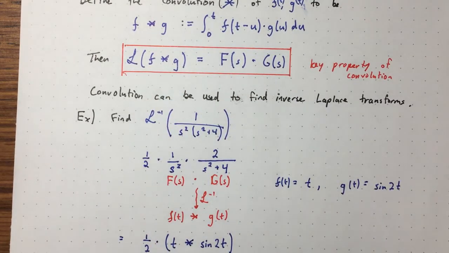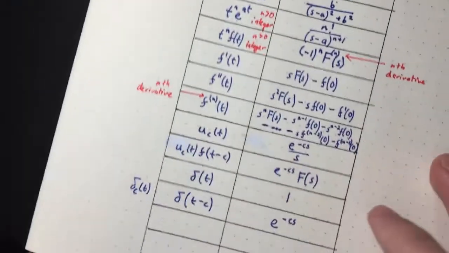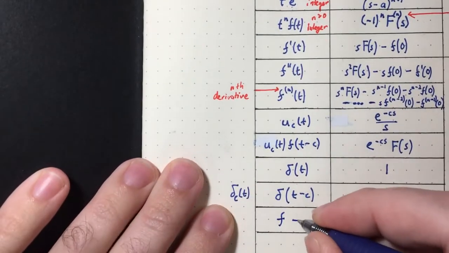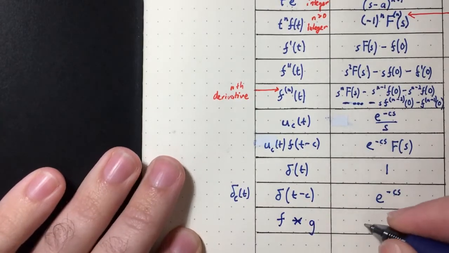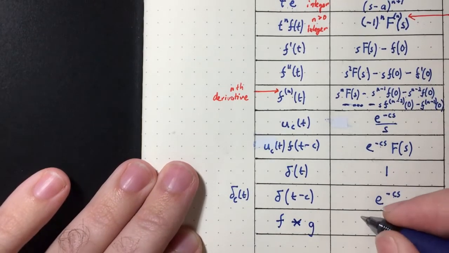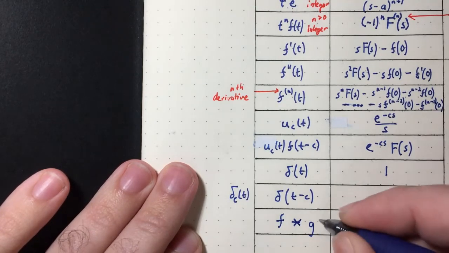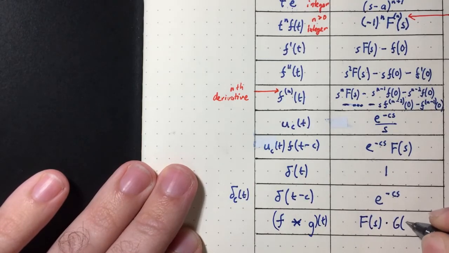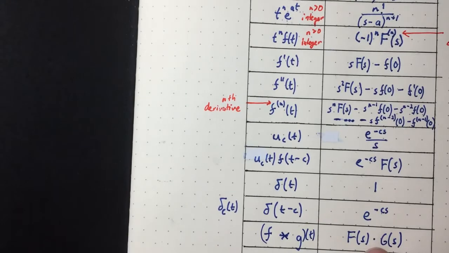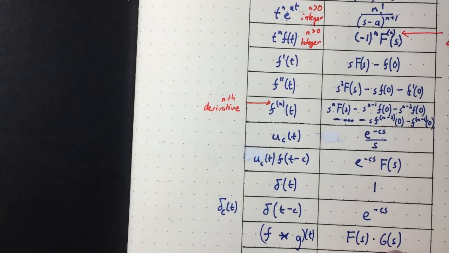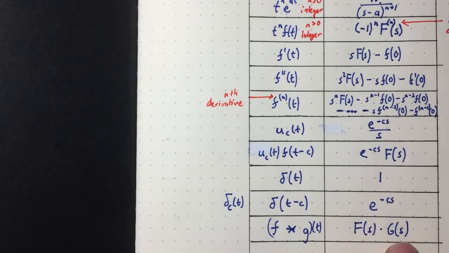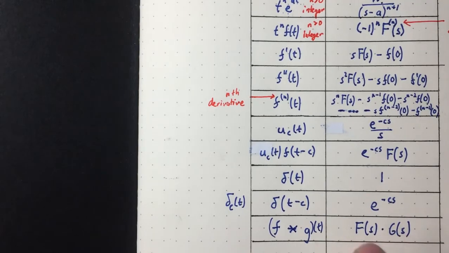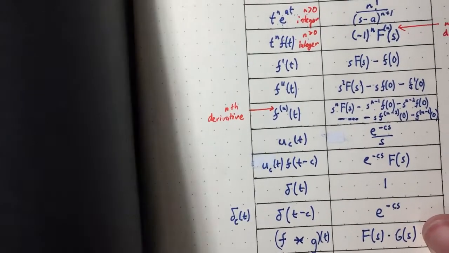In fact, let's add this to our chart. So the Laplace transform of f convolved with g is what? It is capital F of s times capital G of s, which is multiplication. And so again, we can do this backwards. If we have a product of two functions in the s domain, then the inverse Laplace transform will be the convolution of their individual inverse Laplace transforms.